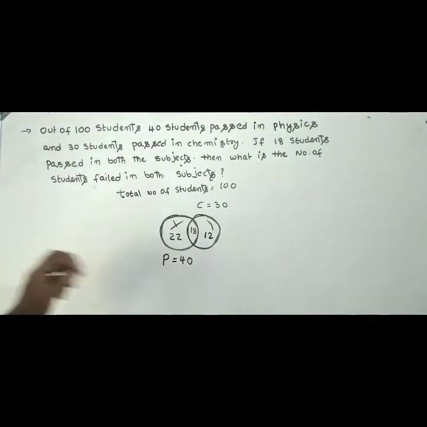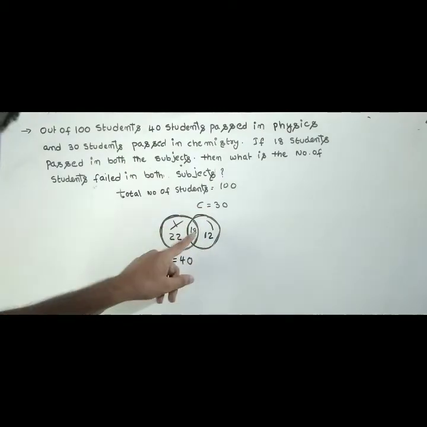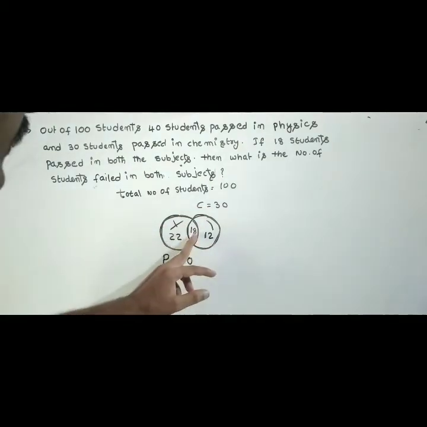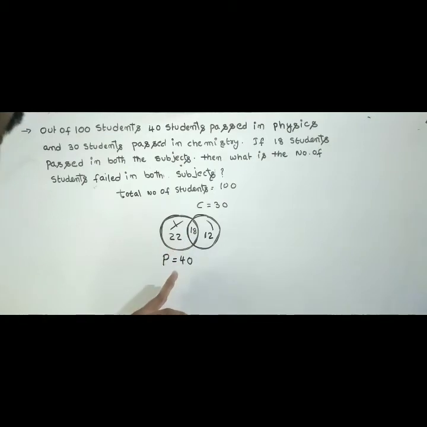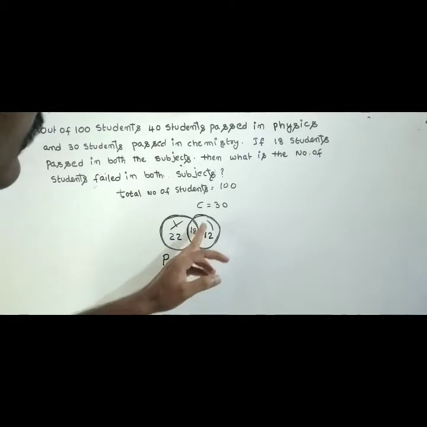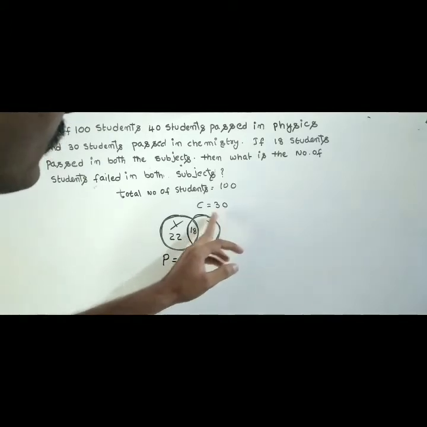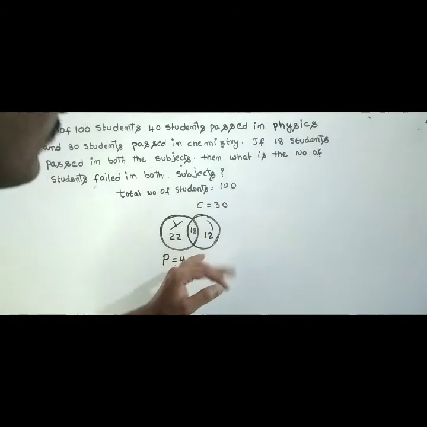See friends, he has given total number of the students is 100. Out of 100, 40 passed in physics, 30 passed in chemistry and 18 passed in both. By using this one, we can calculate the number of the students passed only in physics, that is 22. See friends, here 18 plus 22 how much? 40. Here the number of the students passed only in chemistry is 12. So 12 plus 18 equal to 30, the total number of the students passed in chemistry.